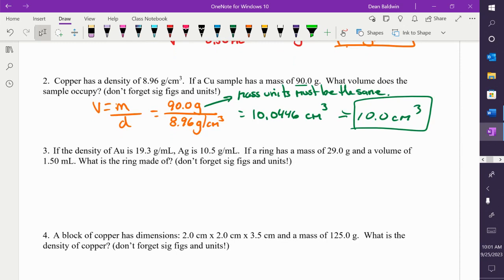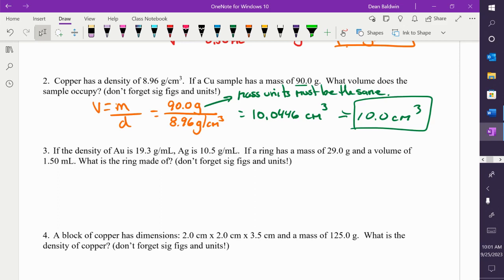All right. So now they're asking us a slightly more thought-provoking question. Density of, what's AU? Gold. What's AG? Silver. AU is gold, silver is AG. All right. They're telling us the density of gold is 19.3 grams per mil, and that silver has a density of 10.5 grams per mil, i.e. gold is heavier. A ring has a mass of 29 grams and a volume of 1.5 mils. Is it made of gold or silver?